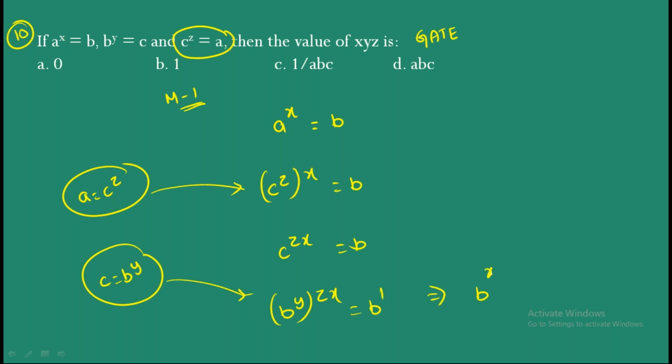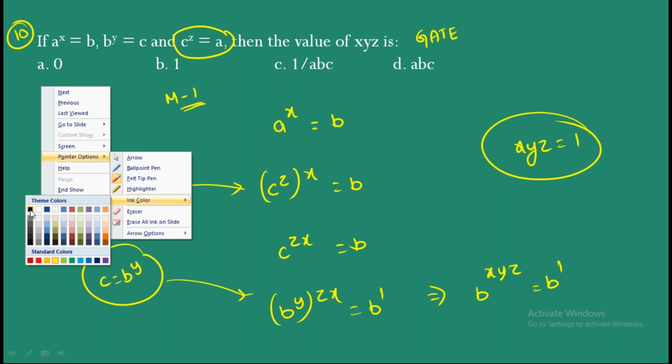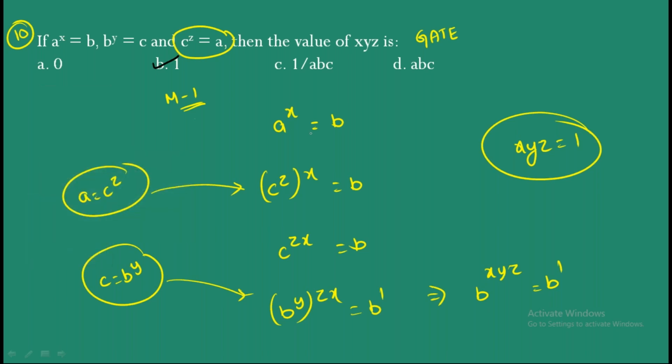Now b power xyz we can call is nothing but b power 1. As bases are equal, powers must be equal. So xyz value is nothing but equal to 1, my dear friends. It's very, very simple. Okay, but try to see here how we try to solve this question.